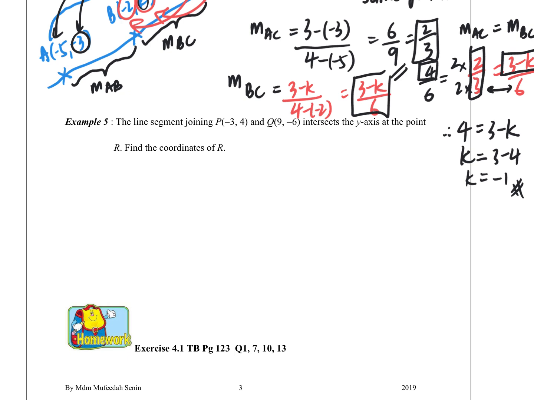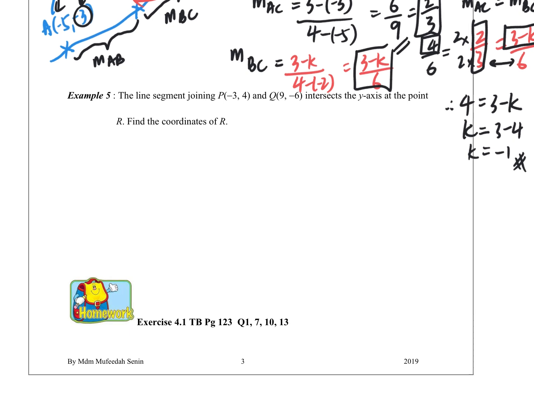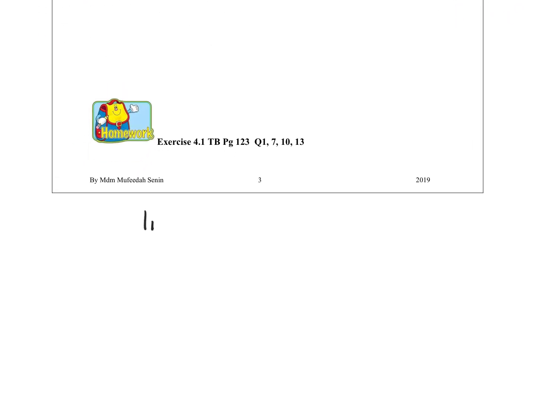Okay, anyway, line segment means what? Do y'all know all the definitions? What's the difference between a line and a line segment?